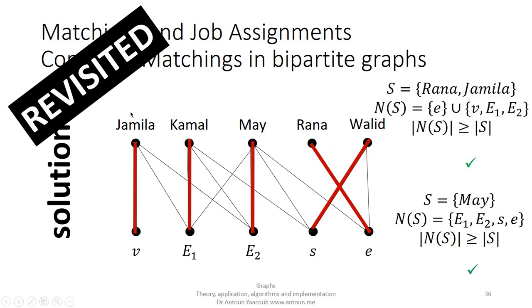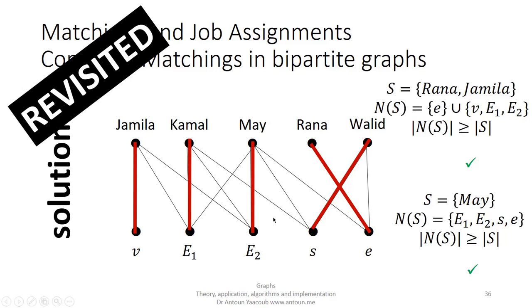So it means that Jamila alone, Kamal alone, May alone, Rana alone, Walid alone, and then I'm picking 2 of each of these, then 3, then 4, then all 5. So obviously I can show that I can find a maximum matching because already I have done this. So it has a maximum matching.